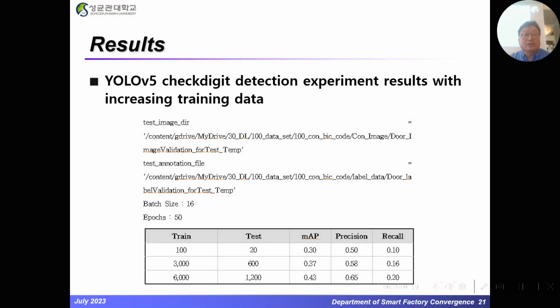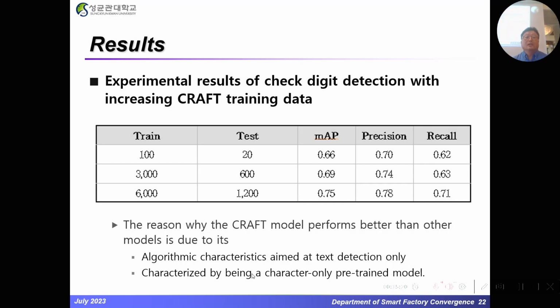Next is also the result using YOLO version 5, which is also the detection experiment result with increasing training data. It is explained in detail in our experiment. Next is the experiment result of detection with increasing CRAFT training data. As we increased training data, mAP, precision, and recall increased.